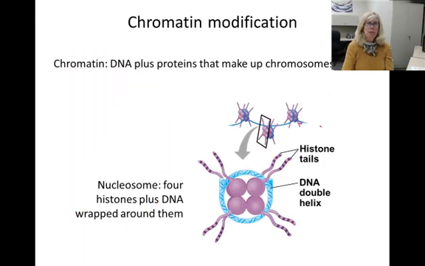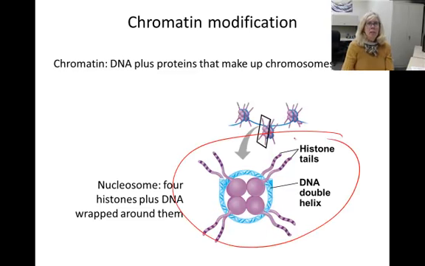First, let's look at chromatin modification. DNA is normally wound around histone proteins to form chromatin. A nucleosome is a unit of chromatin organization with 4 histone proteins plus the DNA wrapped around them. Access to DNA can be improved or blocked by molecules that bind to the histone tails or that bind to the DNA itself.